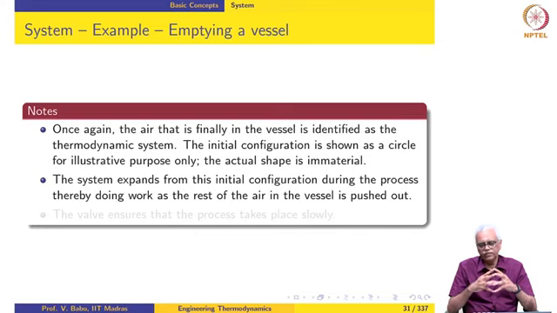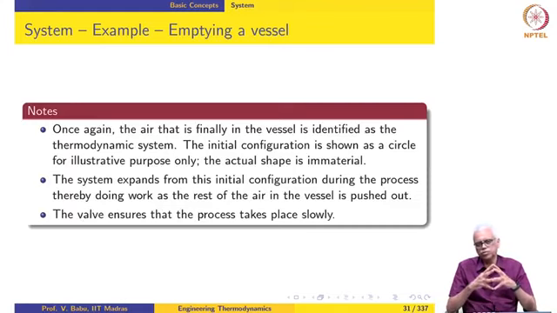So we can infer then that this system is actually doing work to push the air out of the vessel. Okay. So work is being done by the system in this case, and the valve ensures that the process takes place slowly. Otherwise the air will rush out of the vessel, and we will not know the locations of the intermediate system boundaries, nor will we know the properties of the system at every point in the system. It will be non-uniform, so we will not know the property values unambiguously.